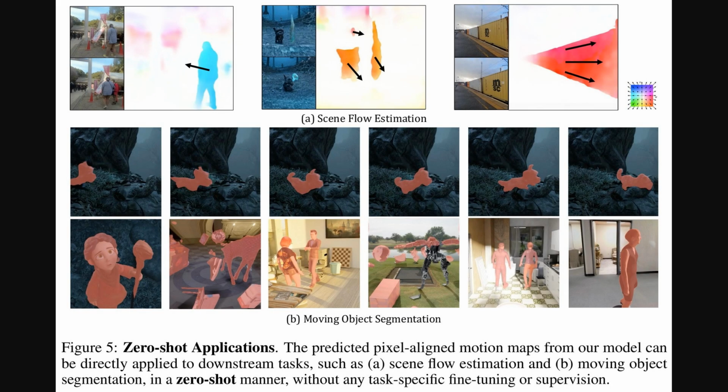So, that powerful 3D point tracking leads to some really cool capabilities. This figure shows what the model can do in a zero-shot way, meaning for tasks it was not specifically trained to perform. The top row shows scene flow estimation, which visualizes the 3D motion of every pixel. You can see it correctly tracks the movement of people and even the camera itself. And in the bottom row, it performs moving object segmentation, automatically isolating only the dynamic parts of the scene. This versatility really highlights the benefit of its unified approach.